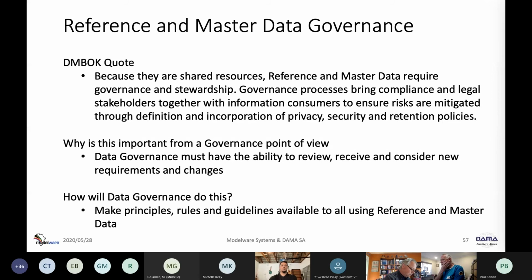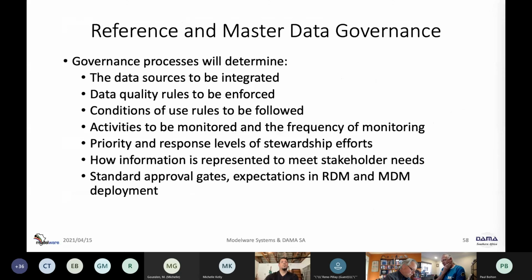And so how will governance do this? There are principles, rules, and guidelines to guide the population of those 360 views and centralized data sets. Okay, Paul? And just to note that there are some really nice processes that can help you with guiding your master data system. I don't need to go through it all, I just wanted to make you aware of that.